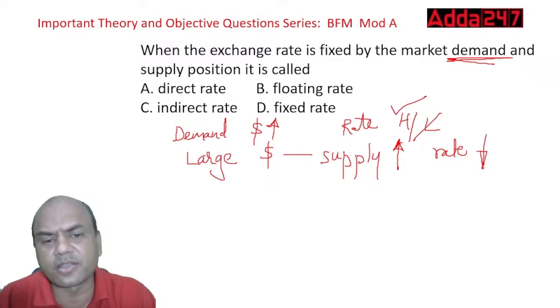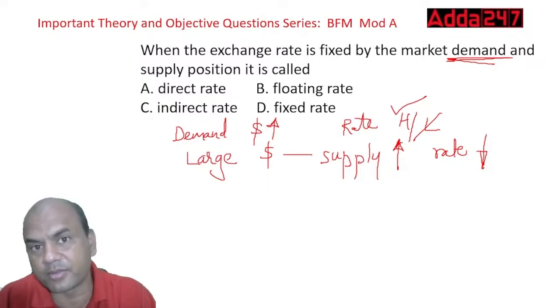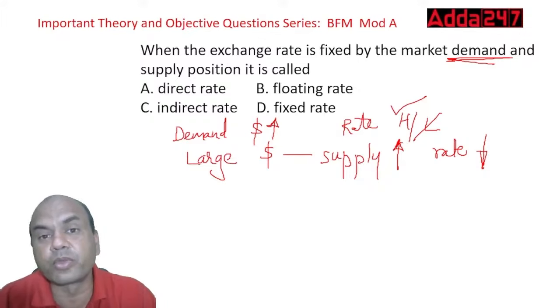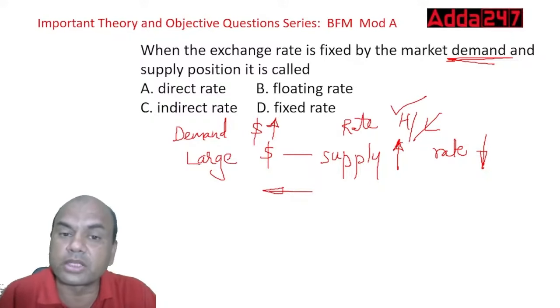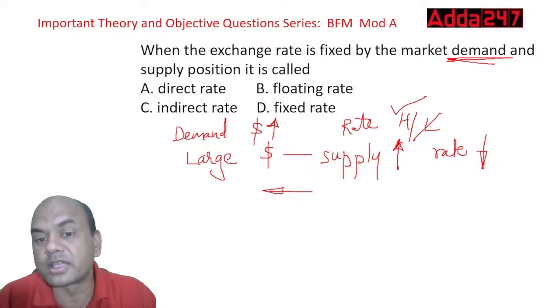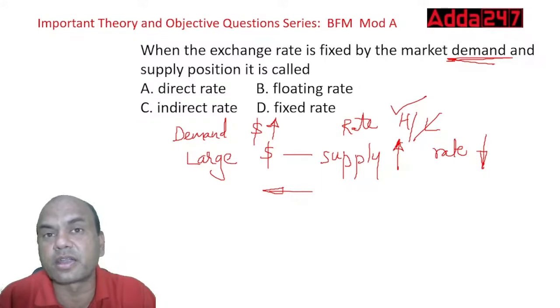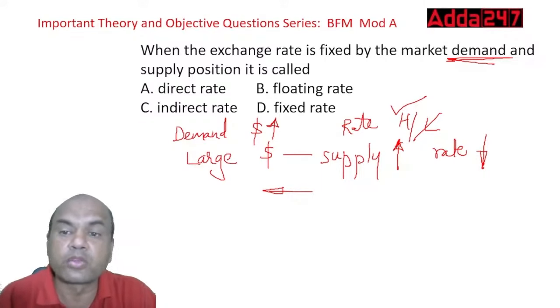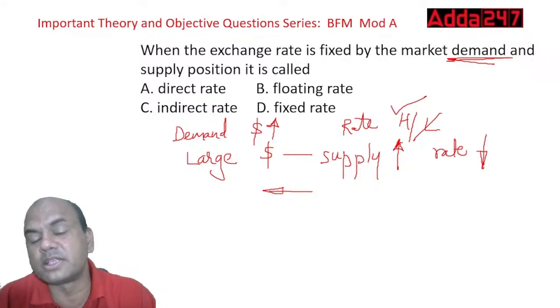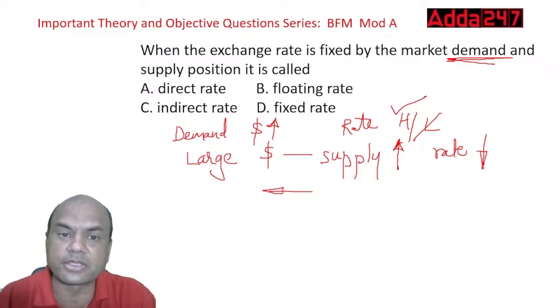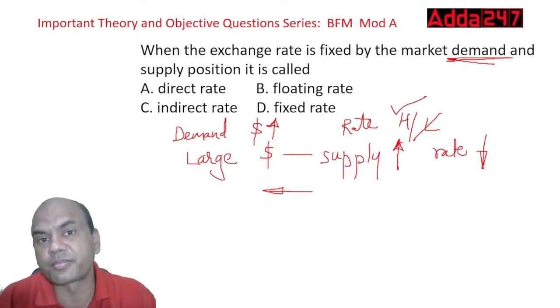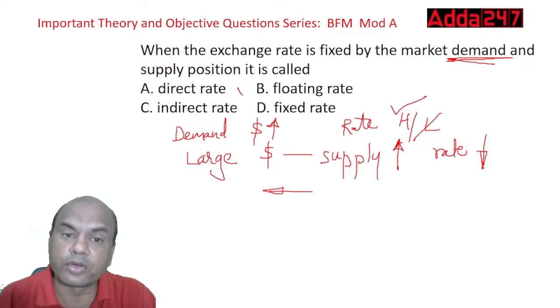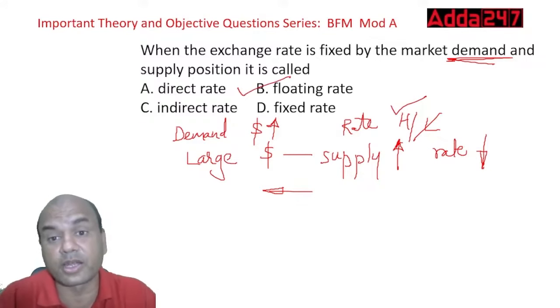And vice versa, if all the investors are moving out of the country, so dollars are moving out, then there is less supply of dollars in this country, and the rate will go up. So what is this called? Whenever it's decided by demand and supply position, is it called direct, floating, indirect or fixed rate? It is called floating rate, remember.